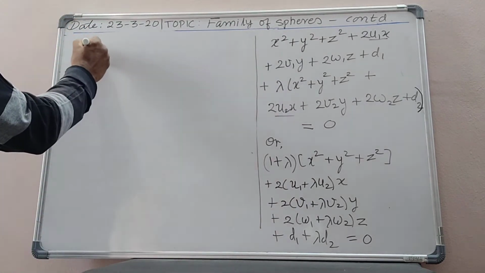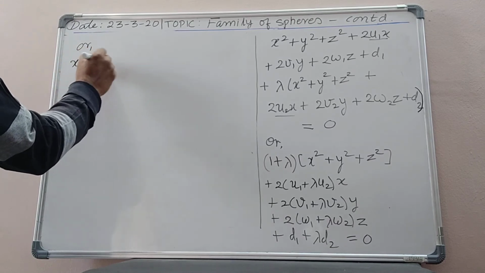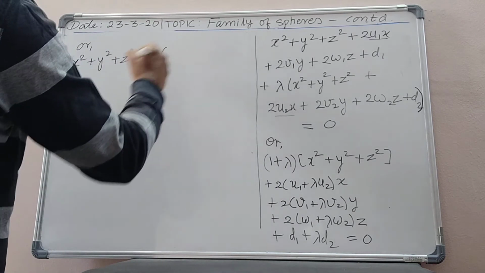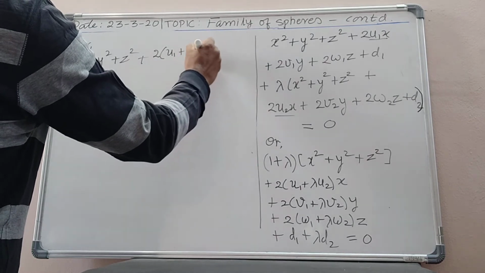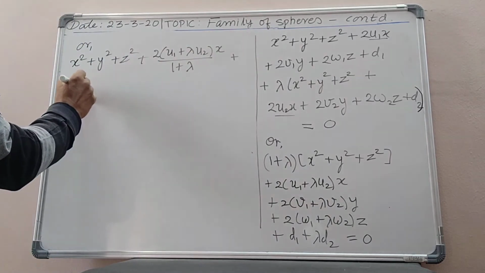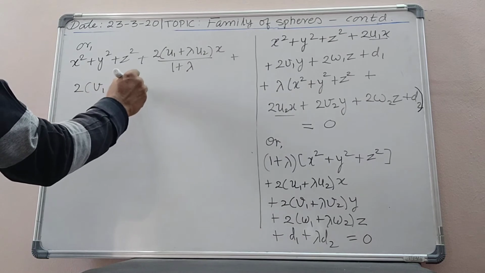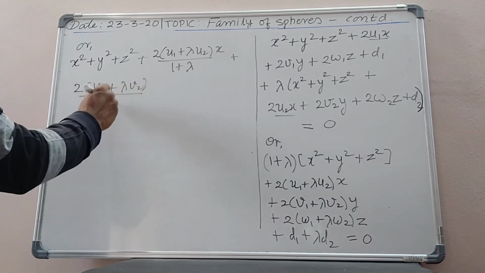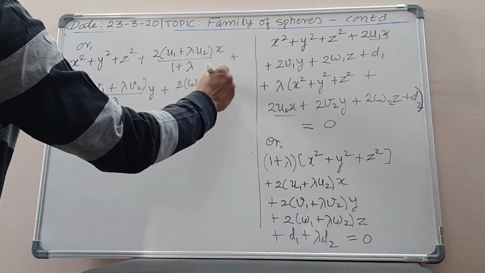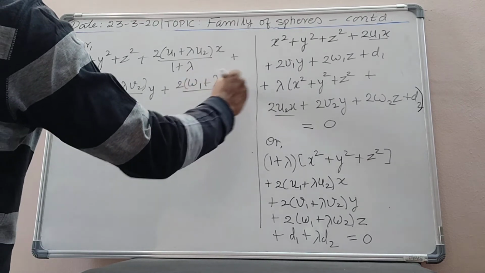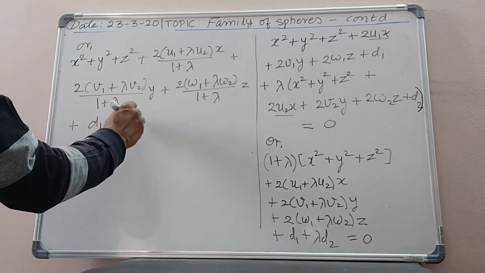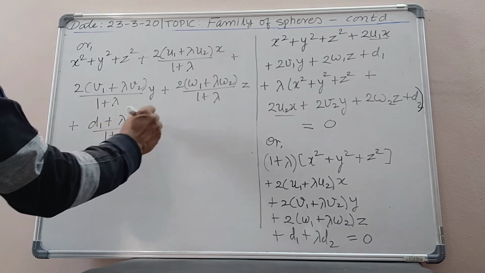So x square plus y square plus z square plus twice u1 plus lambda u2 divided by 1 plus lambda x, plus twice v1 plus lambda v2 divided by 1 plus lambda y, plus twice w1 plus lambda w2 divided by 1 plus lambda z, plus d1 plus lambda d2 by 1 plus lambda equal to 0.